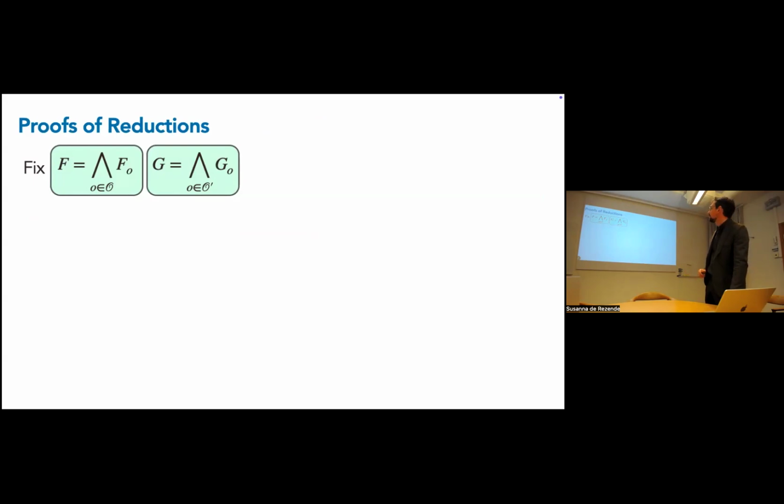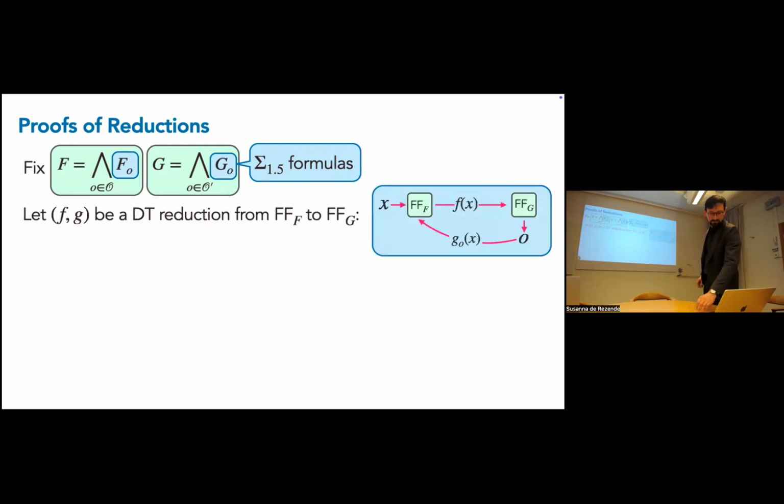Okay, so let's fix two Sigma 2 TFNP problems, or I guess Sigma 1.5 unsatisfiable formulas. This is what we're proving. This is like the analog of a CNF formula in this world. And we're going to look at a decision tree reduction from the false formula search problem for F to G.